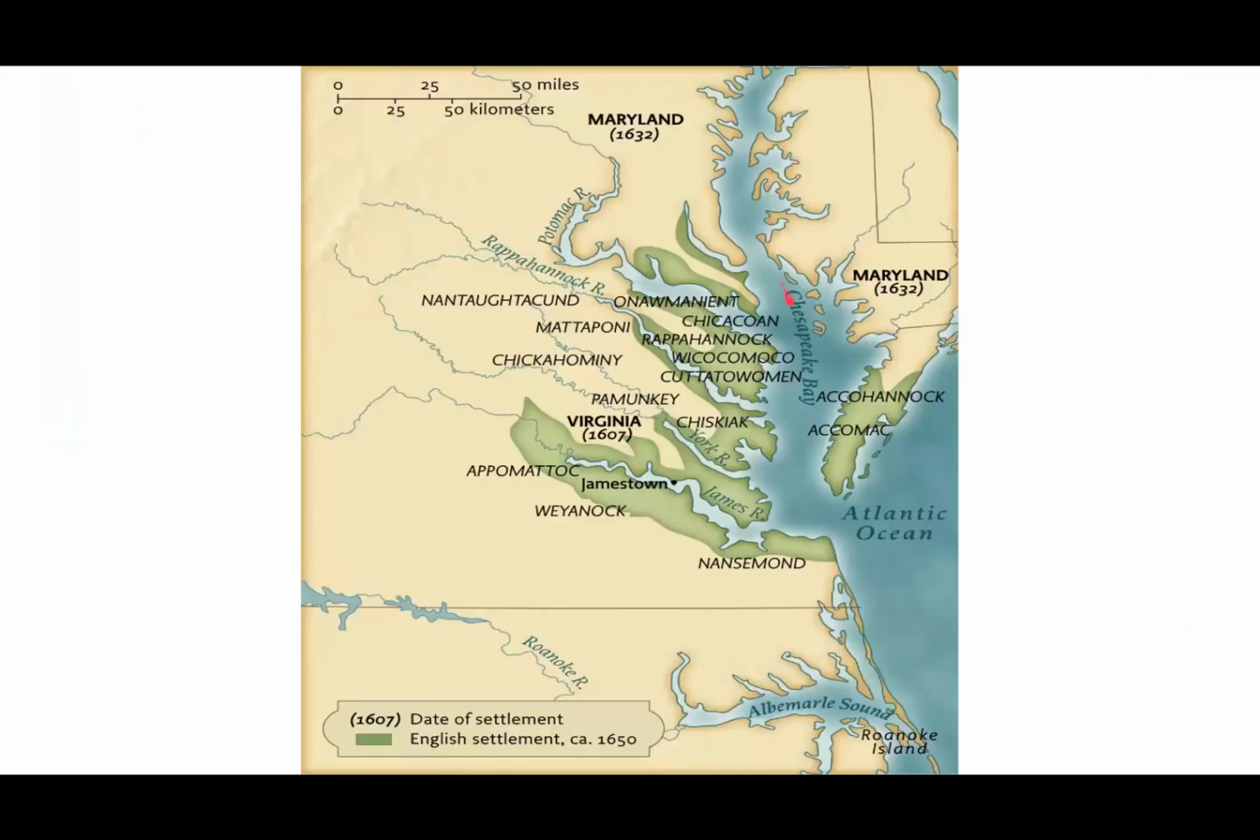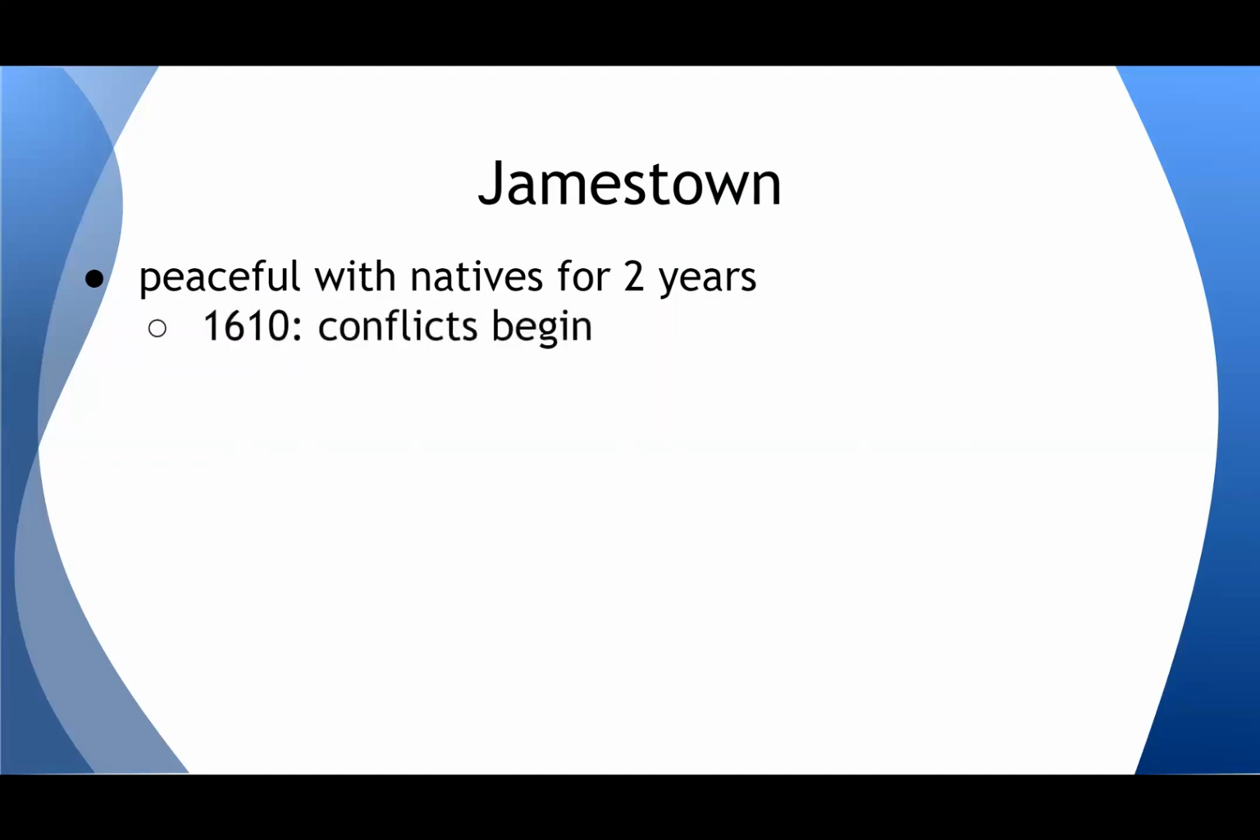So here you can see this is the Chesapeake Bay. Here is Jamestown, located near the James River, and eventually they'll continue to spread out to some other areas of Virginia as well. But as they're spreading out, they're going to come into contact and conflict with Native Americans. When the colonists first arrive in Jamestown, it's pretty peaceful with the Native Americans. For the first 2 years, they have a good trading relationship with them. But then in 1610, conflicts began to emerge as the colonists are increasingly moving on to Native American land.